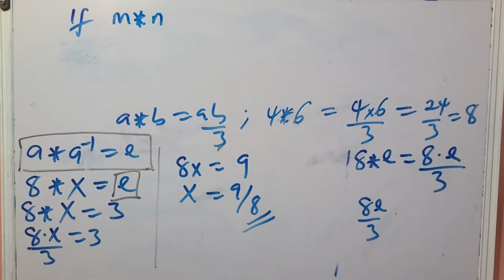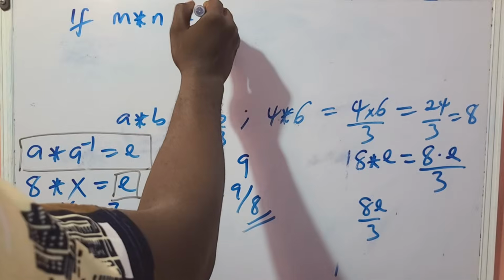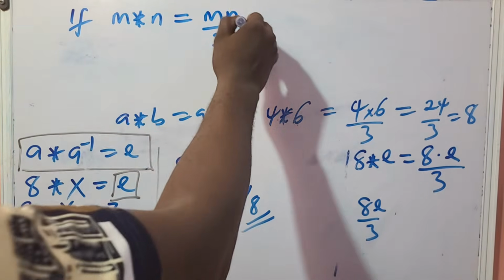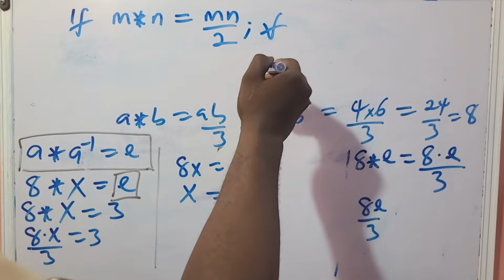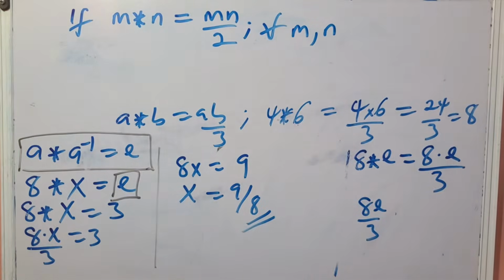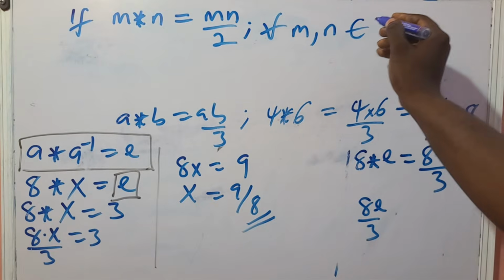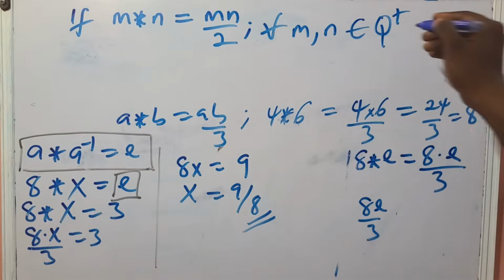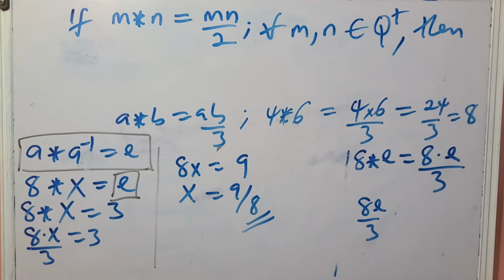Look at this operation now, this binary operation. We're given m * n = mn over 2, and we are told that this holds for all m, n being an element of the positive rational numbers. Now we are to find this.